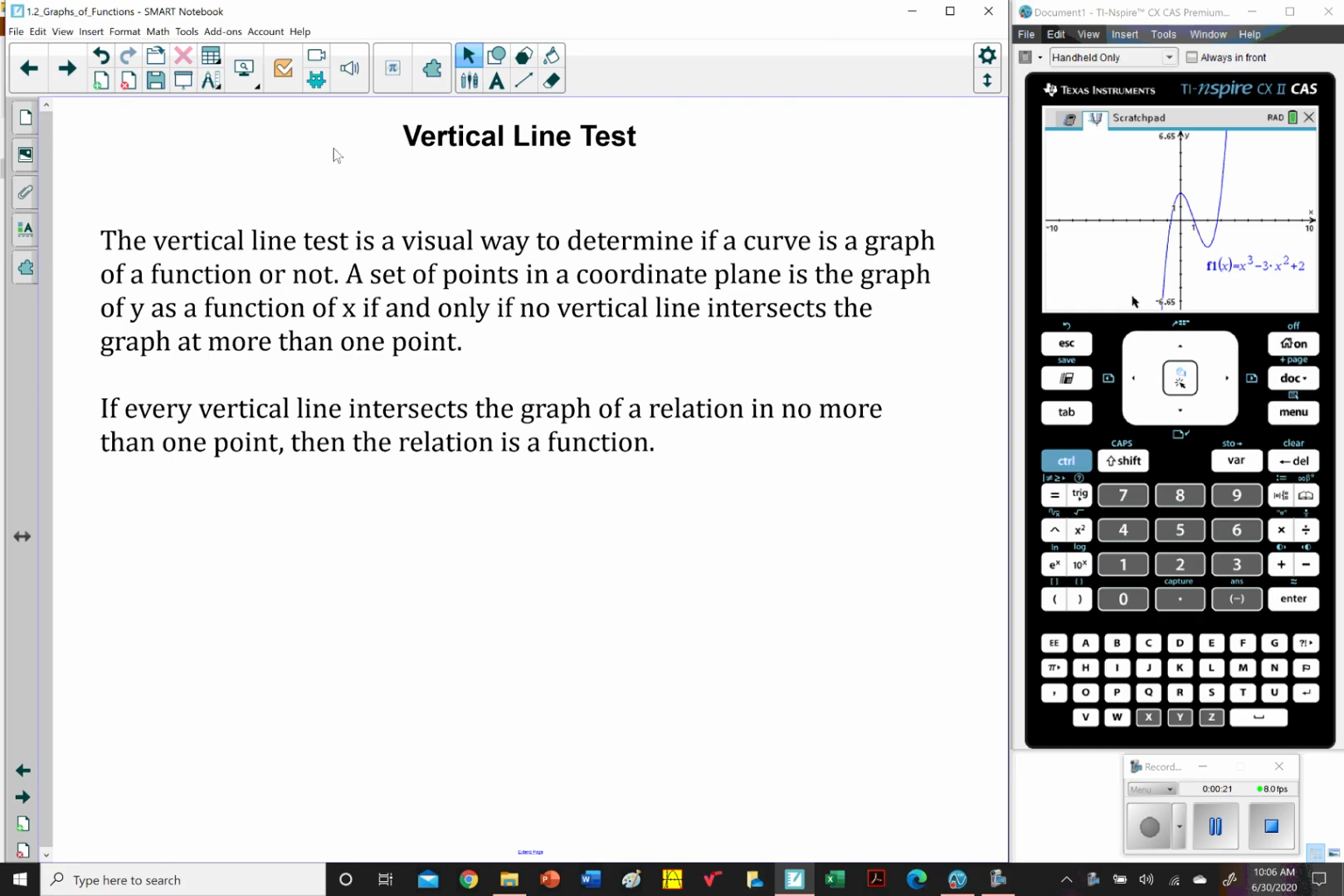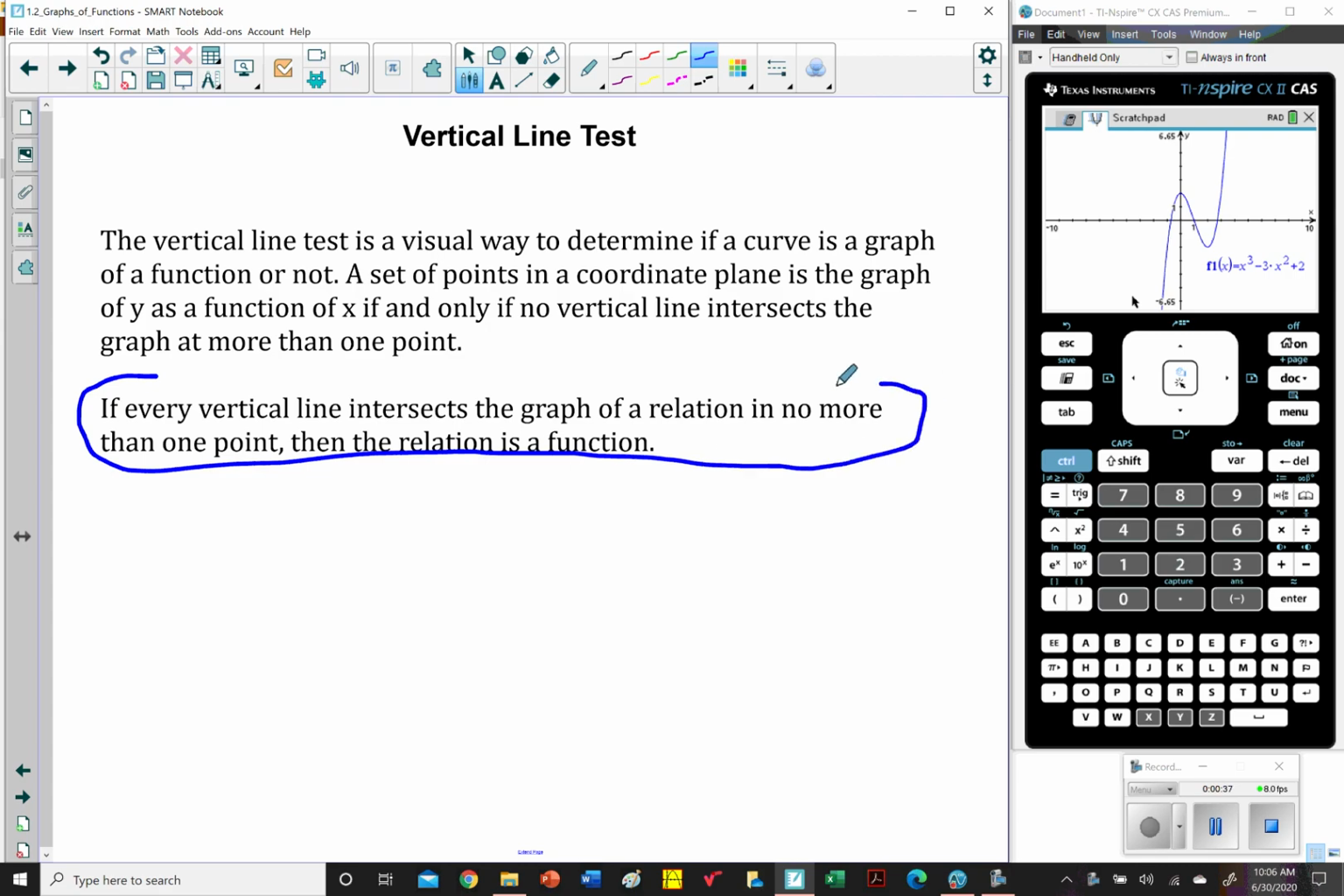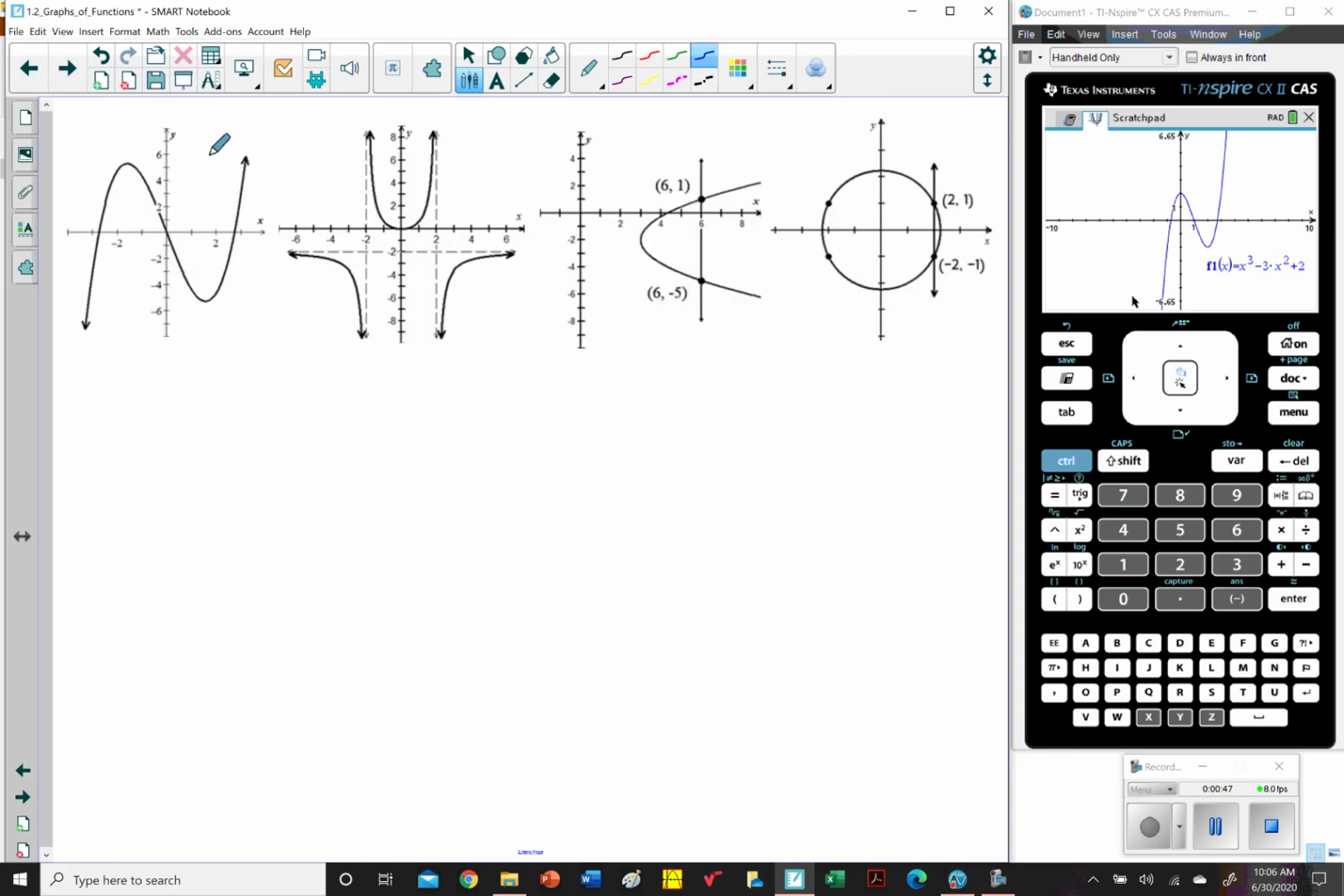First, the vertical line test. That's a visual way to check whether a graph is a function or whether it's just a relation. You might recall from Algebra 2, to use that test, you want to think about a vertical line passing across the graph. And if it intersects the graph in no more than one point, then you have a function and it meets the function definition.